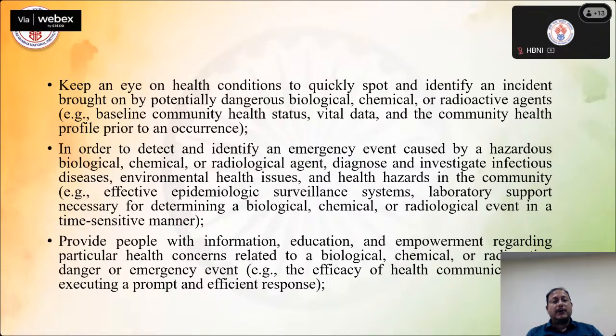Provide people with the information, education, and empowerment regarding particular health concerns related to a biological, chemical, or radioactive danger or emergency event. An example would be the efficacy of health communication in executing a prompt and efficient response. If certain communities live nearby a unit or wherever a chemical, biological, or radioactive material is being used, imported, or stored, then the nearby people should know. It is the responsibility of the occupier, owner, or the responders like us to communicate the hazards of these chemicals to them, because they are the community residing very nearby to the location.